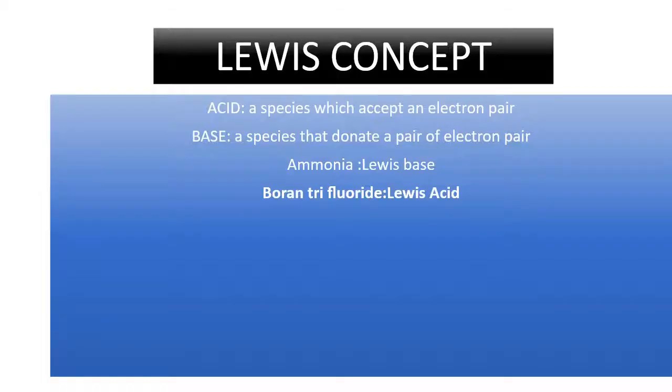What is the Lewis concept? According to the Lewis concept, an acid is a species which accepts an electron pair. A base is a species that donates a pair of electrons. So it is also known as the electron theory, as the acid-base concept is explained by means of electrons. Any species which can donate a pair of electrons to another substance is called a Lewis base. For example, ammonia is a Lewis base and boron trifluoride is a Lewis acid.